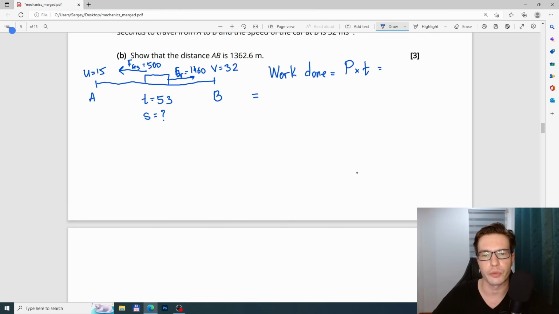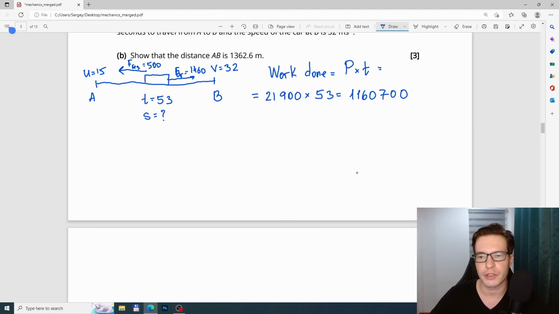And we found the power in the previous question. That's 21,900 watts. And it's given that the time is 53 seconds. So the work done is 1,160,700 joules. Okay, and the work done is being converted into the work done against the force of resistance, and it also goes to increase the kinetic energy of the car.